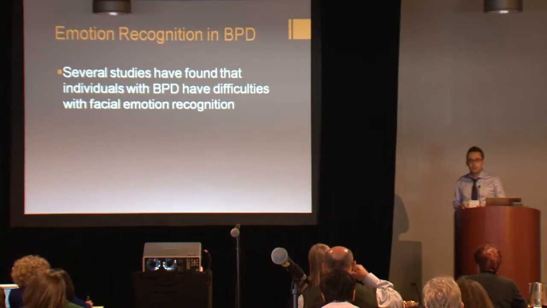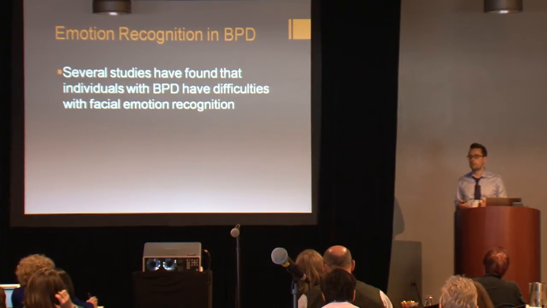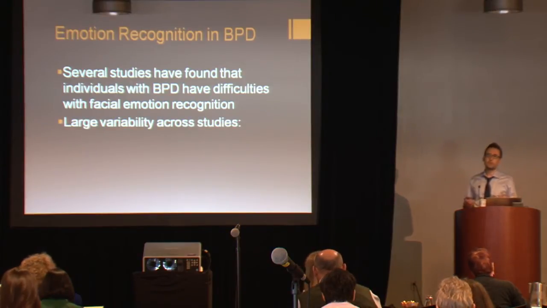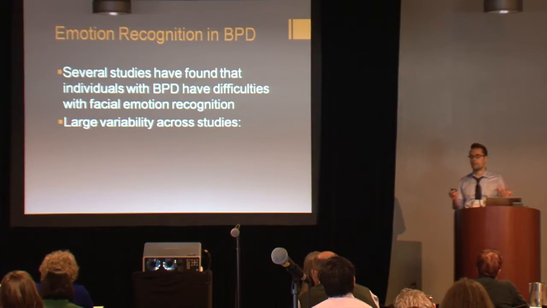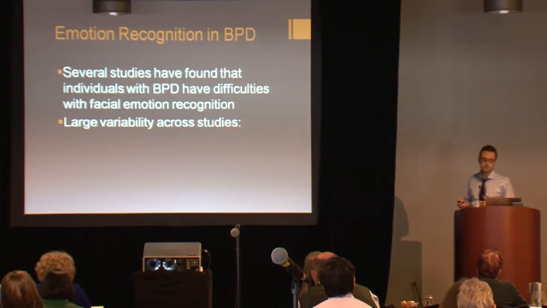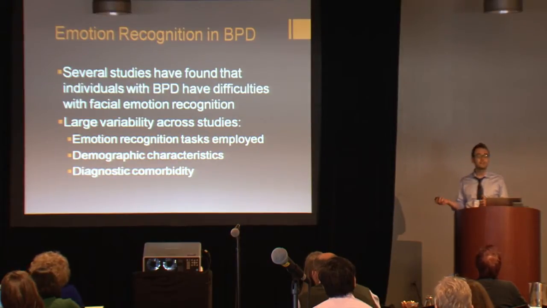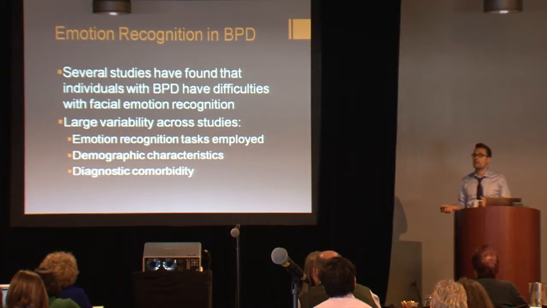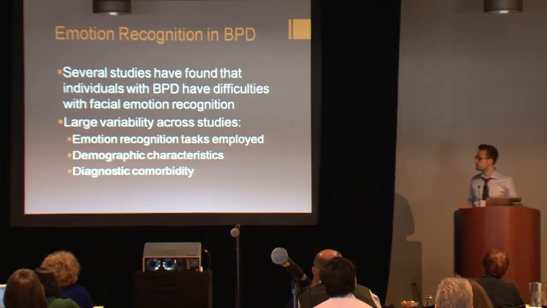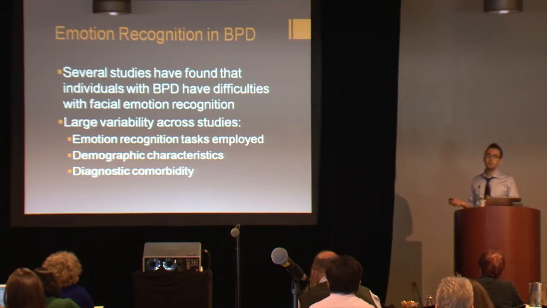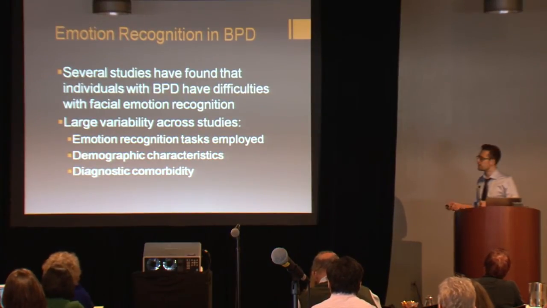So several studies have been done in this area, and they have found that there are difficulties in BPD when it comes to recognizing emotions in faces. And as you might imagine, there's a lot of variability across studies. The main problem is that there's low statistical power due to there usually being relatively few participants in these studies. Much of the variability is also attributed to the actual emotion recognition task that's employed. Demographic characteristics: most of these studies tend to be primarily female participants, but we also see a more equal balance across the genders. And diagnostic comorbidity, when reported, is not always examined as potentially moderating the findings of these studies.